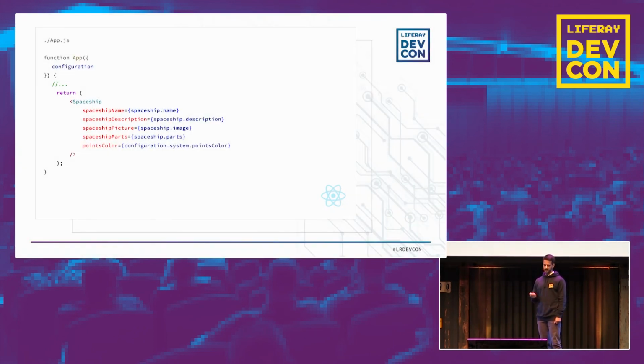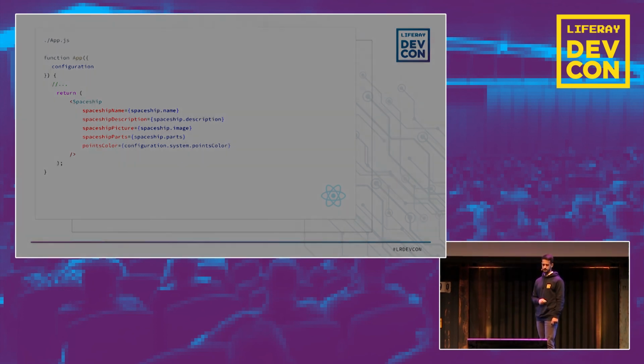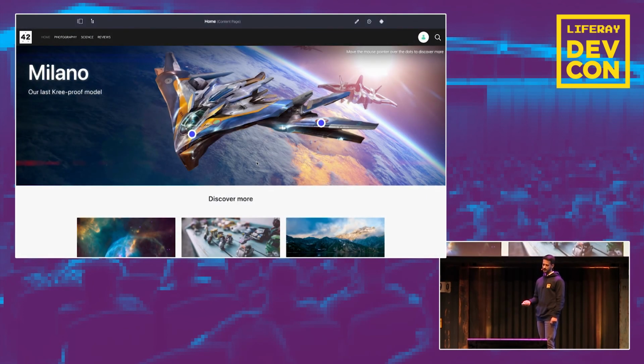We also need to change our code to use this value. Remember that configuration property that we pass to our app, that's where we have access to these values. So we access it with configuration.system.pointsColor, pass it to the spaceship component, and it will take care of changing the color for us. So if we deploy the app, we will see that the colors are still blue.